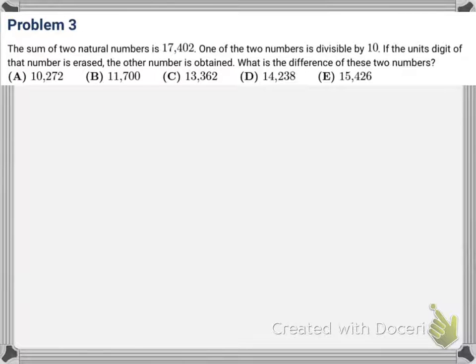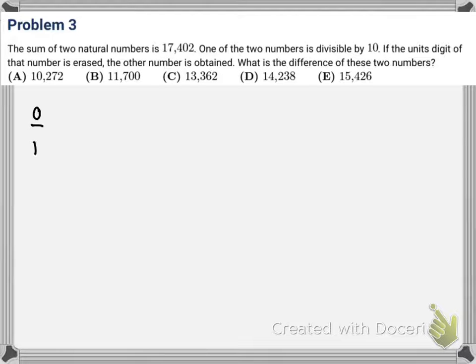Our next problem is problem number 3. The sum of two natural numbers is 17,402. One of the two numbers is divisible by 10. If the units digit of that number is erased, the other number is obtained. What is the difference between those two? So I can notice that if one of the two numbers is divisible by 10, its units digit, or the last digit there, is going to be 0. So in fact, the digit that's getting erased is 0.